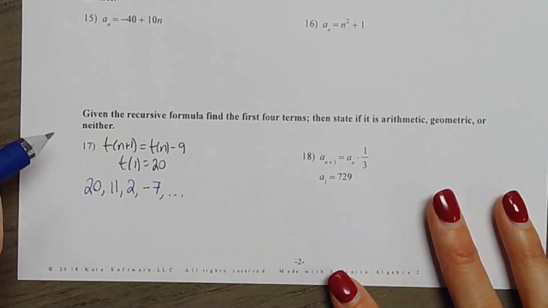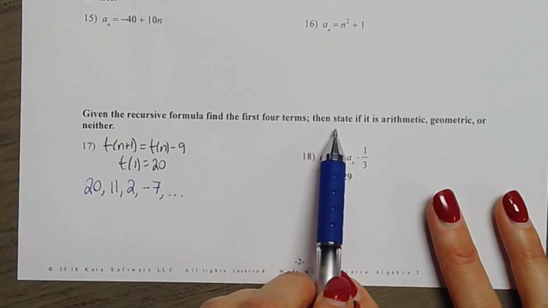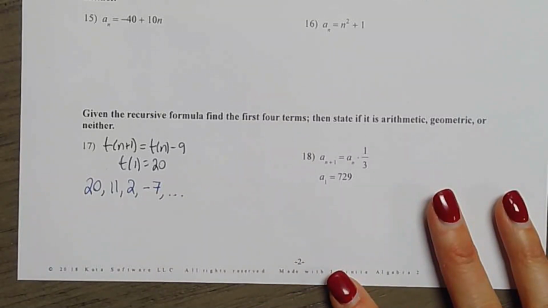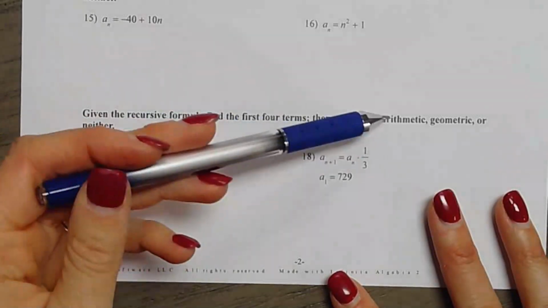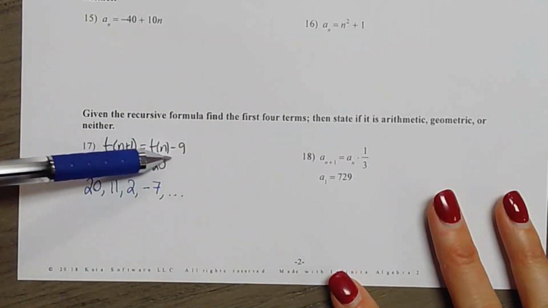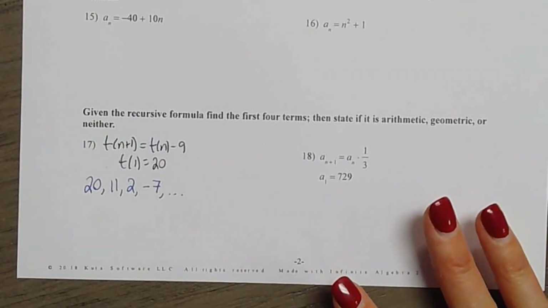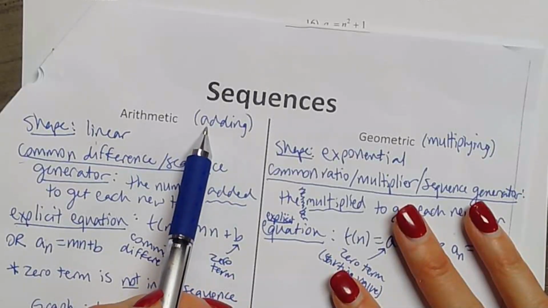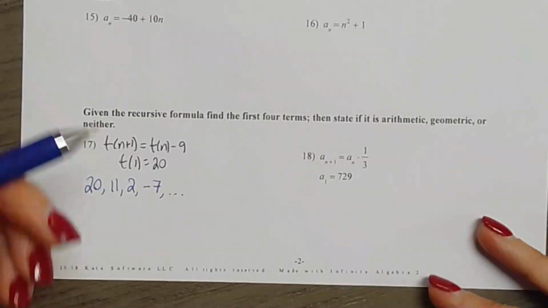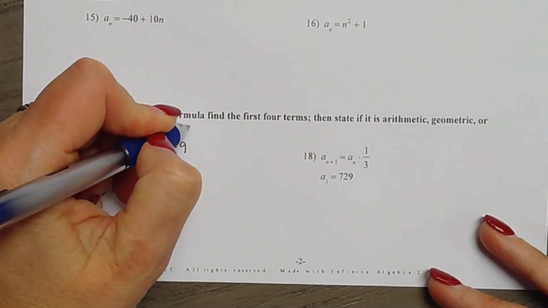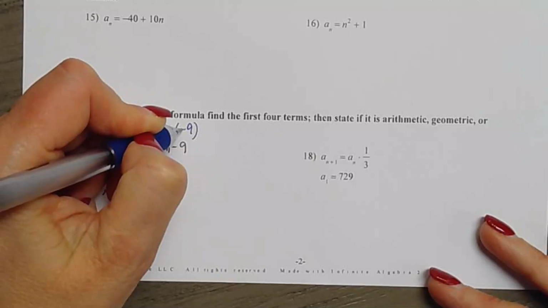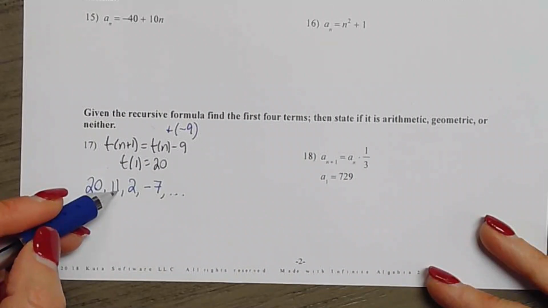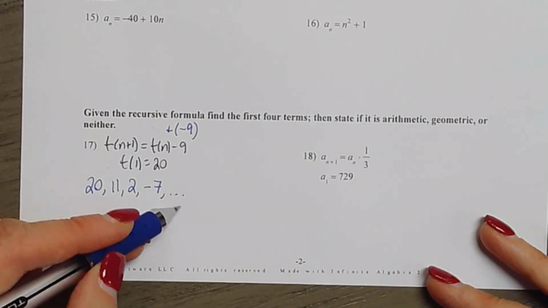Okay? And then this particular problem doesn't tell you to write the explicit equation, but I'll show you that. First of all, I know it's arithmetic because it's adding or subtracting. Now, officially, arithmetic is only for adding, but I can write subtraction in terms of addition, which would be adding a negative 9. So adding negative 9 to 20, I get 11. Adding negative 9 to 11, I get 2, etc.